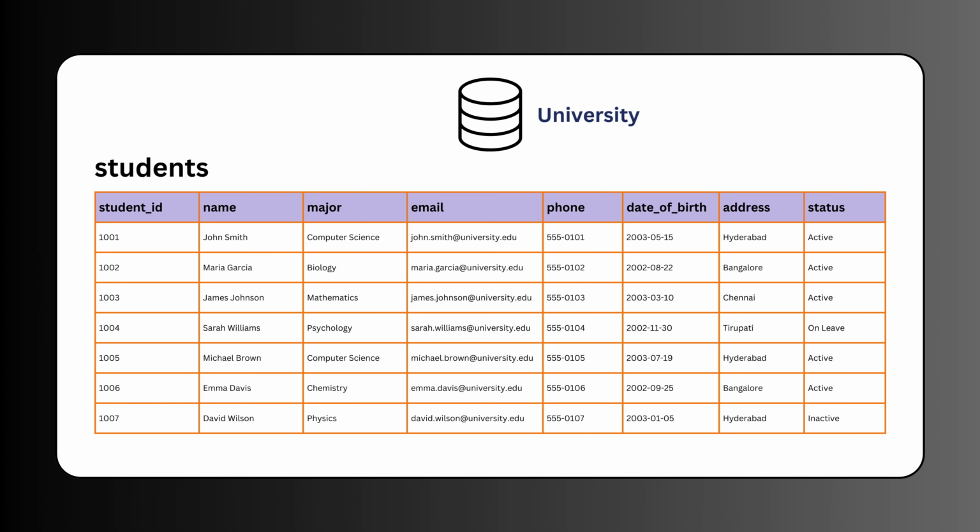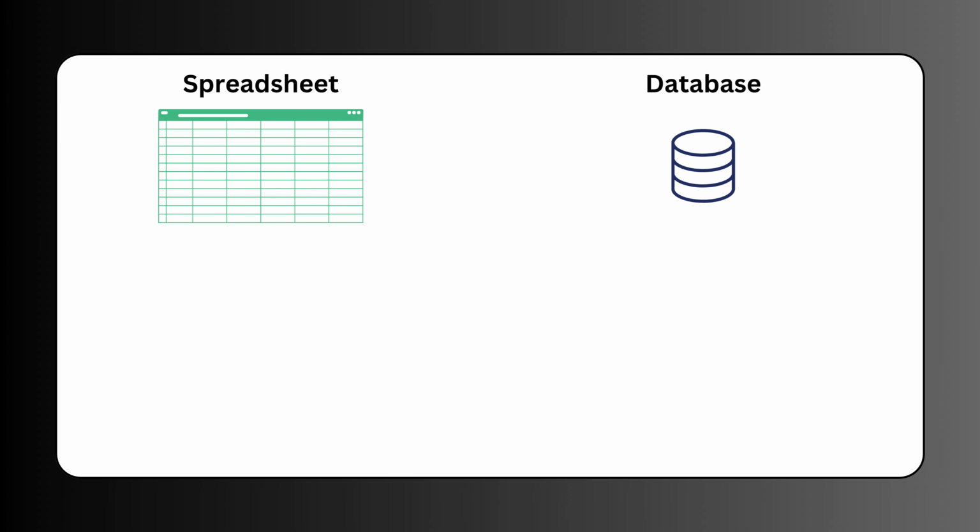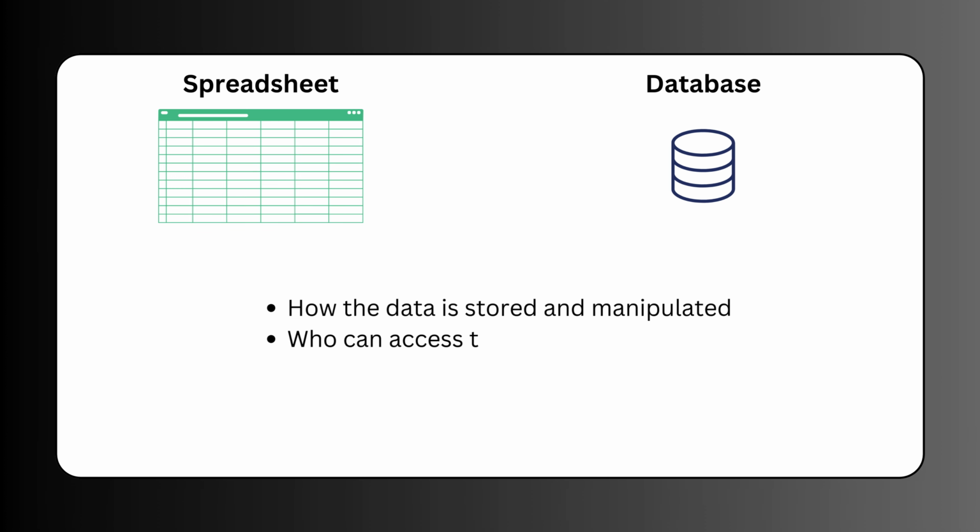And now you might be thinking that we can do all of these things in a spreadsheet or an Excel sheet as well. But there is a difference between a database and a spreadsheet. Databases and spreadsheets such as Microsoft Excel are both convenient ways to store information. But the primary differences between these two are how the data is stored and manipulated, who can access the data, and how much data can be stored.